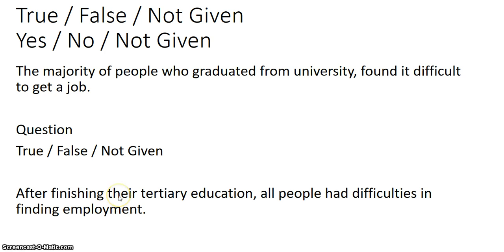And this is where a lot of the students will tick true because they think it agrees. However, we need to look at all sections of the reading. Here it says the majority of people, whereas here it says all people. All people means 100%. The majority of people, as you know, is less than 100%. So in this type of question, the answer would be false. Okay?